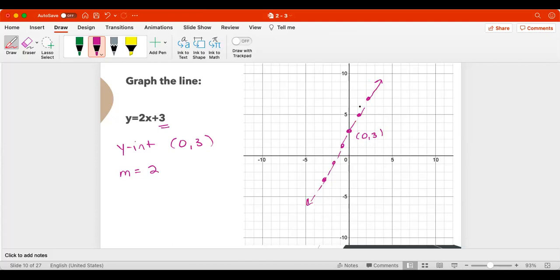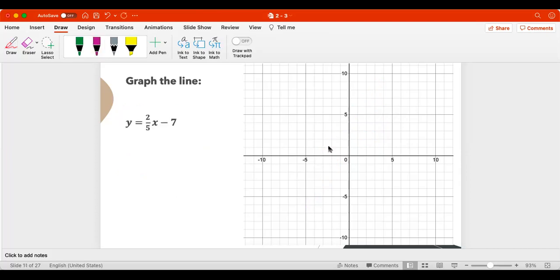You can find more points on that line. You can see by going down 2 over 1, I'm at the point negative 1, 1. This point is 1, 5, and so on. And if you put that into Desmos, you'll see the same points. So you can double check that. You'd enter exactly like this, and you'll see the same line.